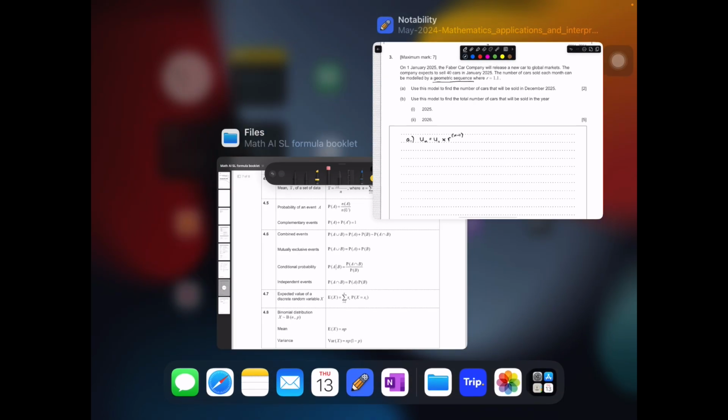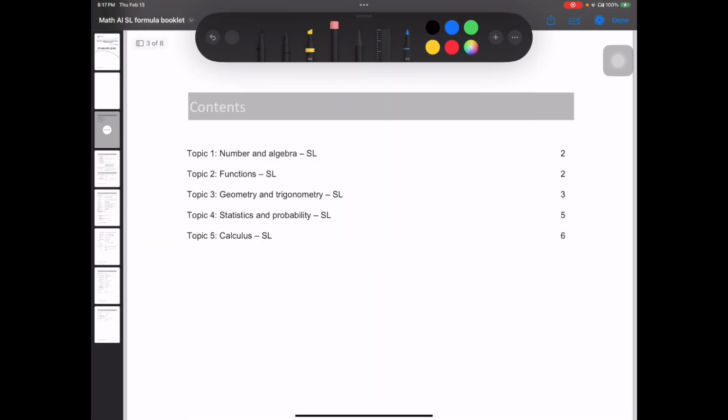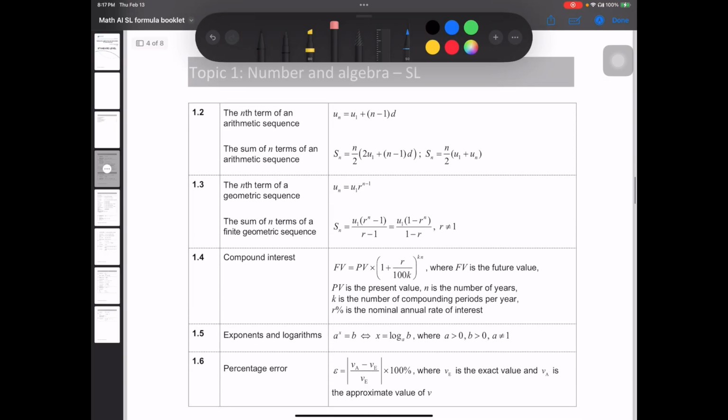And if you're wondering, this is given to us in the formula booklet. I believe it's under number and algebra. Yeah, here it is. So this 1.3 right here, nth term of a geometric sequence, and then this is that formula right here. Un is equal to u1 multiplied by r raised to the power of n minus 1.